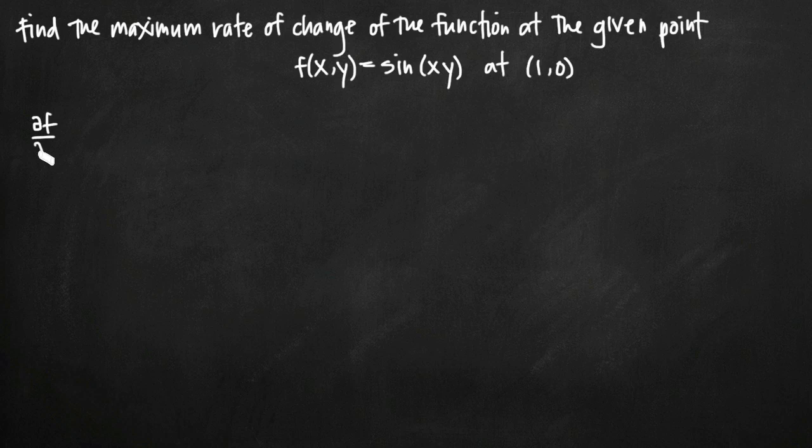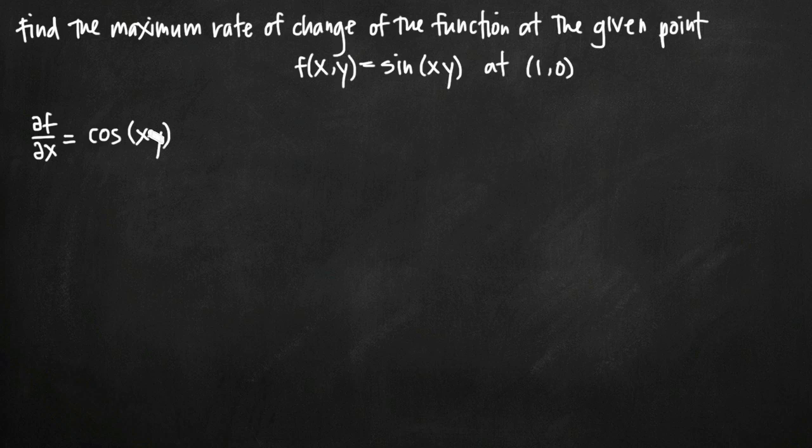For this problem, the partial derivative of f with respect to x, we're going to take the partial derivative of sine of x times y. We're going to treat y as a constant when we take the partial derivative with respect to x. Given that, we have to use chain rule. We're going to treat sine as our outside function and x times y as our inside function. The derivative of sine is cosine. That's the outside function first. So we take the derivative of the outside function, leaving the inside function completely untouched. But then we have to multiply by the derivative of the inside function.